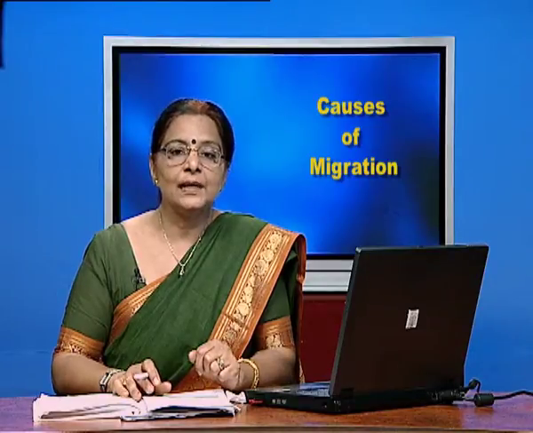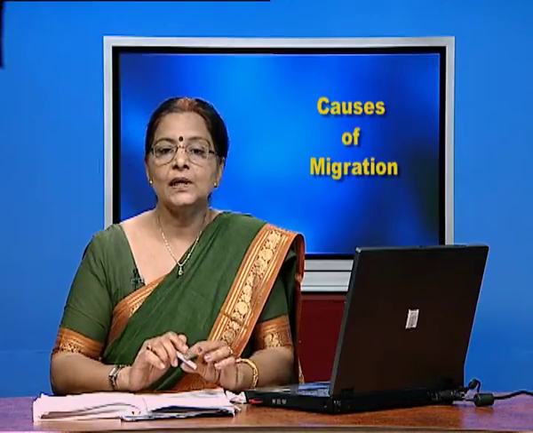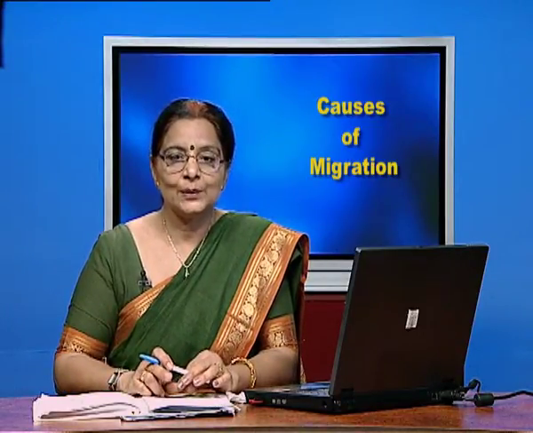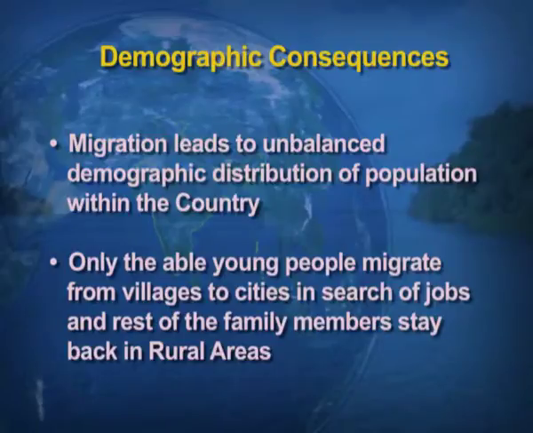But this unregulated migration to the metropolitan cities sometimes has caused overcrowding and the growth of slums. Now, we talk about the demographic consequences. Migration leads to the unbalanced demographic distribution of population within the country, because only the able young people migrate from villages to the cities in search of jobs. Then what is the negative impact of their migration? You can find the imbalance in the age and sex ratio in both the areas they migrate to and the areas they migrate from.